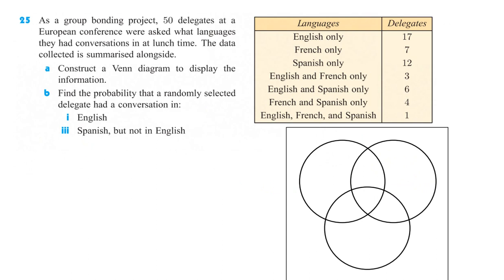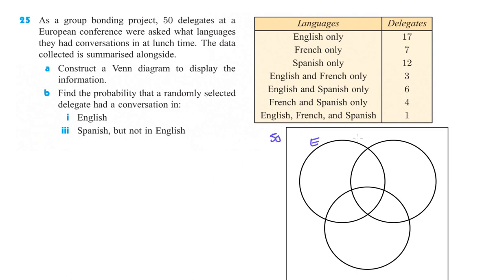One last one to take a peek at, 25. As a group bonding project, 50 delegates at a European conference were asked what languages they had conversations in at lunchtime. The data collected is summarized alongside. Construct a Venn diagram to display the information. So here's our Venn diagram, and then we're going to find the probability. We know that there's 50 total in this.